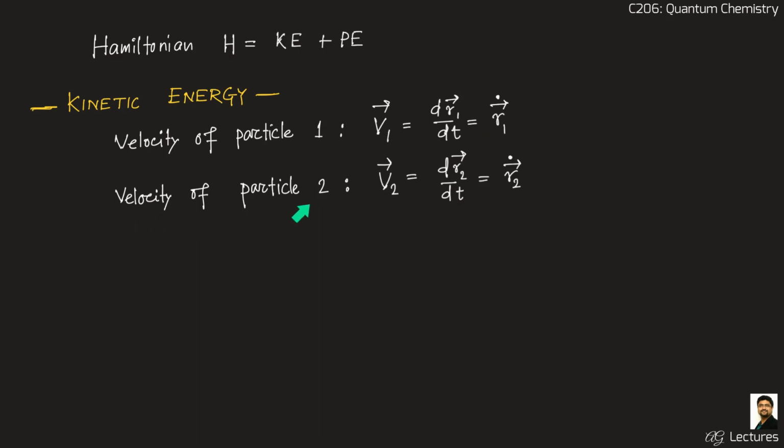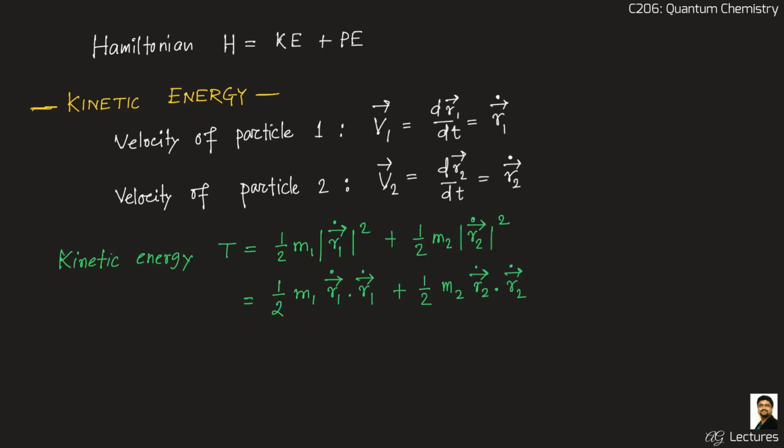Similarly, we can define the velocity of particle 2 as r2 dot, and then we can write down the kinetic energy of the total system, which is the kinetic energy of particle 1 plus the kinetic energy of particle 2, in terms of this r1 dot and r2 dot as T equals half m1 |r1 dot|² plus half m2 |r2 dot|². So this is basically half m1 v1 square and half m2 v2 square.